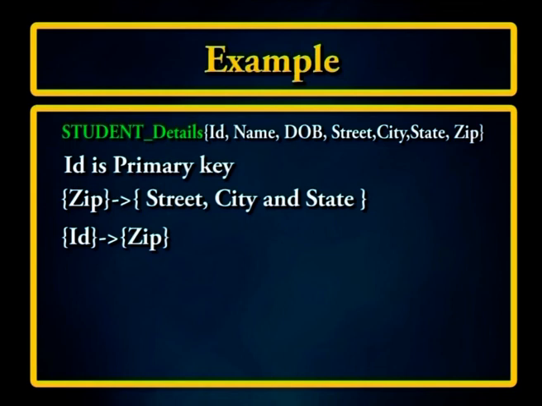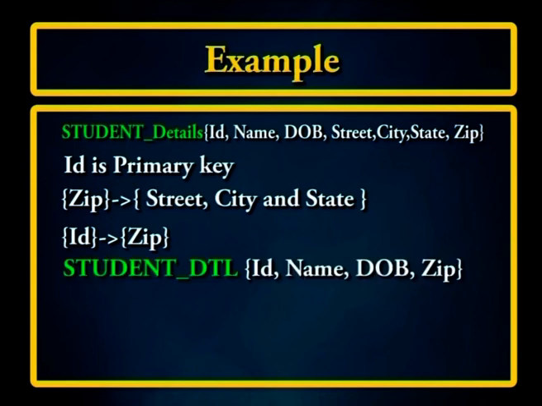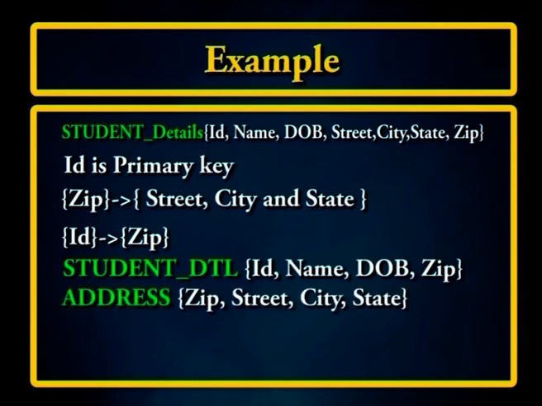Hence, to apply 3NF, we need to move the attributes street, city and state to a new relation with zip as primary key. So, our resulting new relations will be relation student_detail with attributes ID, name, date of birth, zip, and the relation address with attributes zip, city, street, state. Here attribute zip of relation address is the foreign key of the relation student_details. Both the relations are in third normal form now.